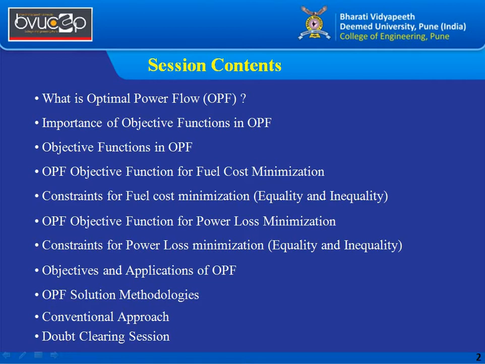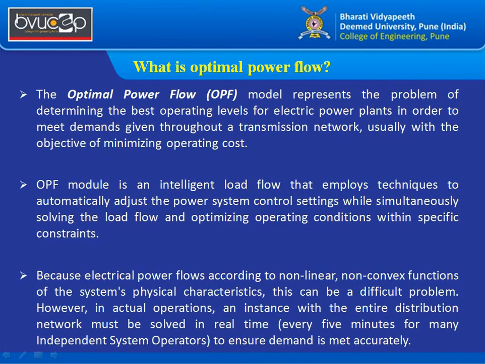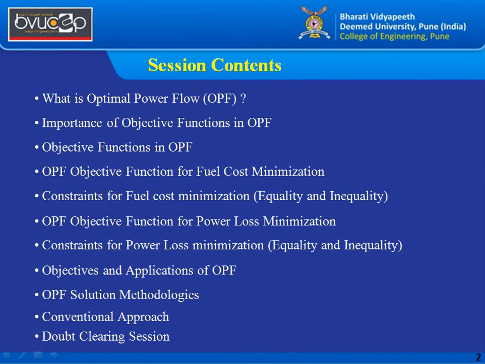But in the actual optimal power flow analysis, the control variables are at the best operating level, with the constraints that we impose on them, to achieve the predefined objective of the optimal power flow analysis. So that is the basic difference.